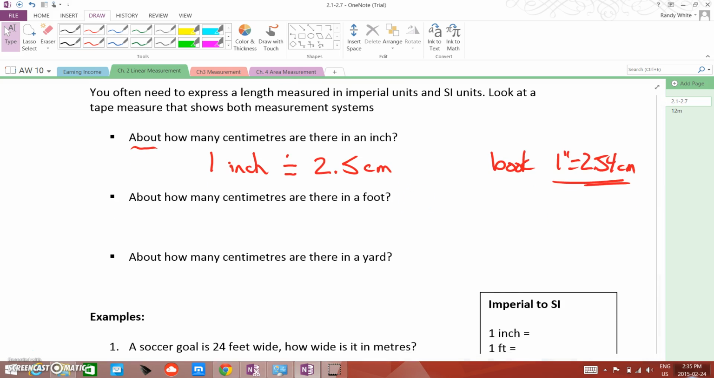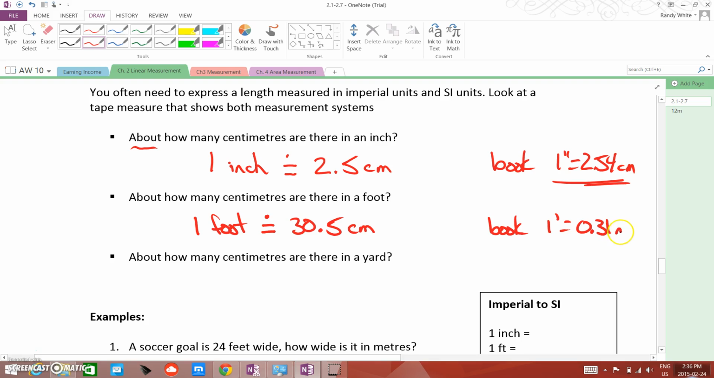Then, okay, how many centimeters are there in a foot? You can do it a couple of ways, but if you look again on the ruler, 1 foot is about, I'm looking at it right now, 30.5 centimeters, about half a centimeter. Our work text there says that 1 foot is 0.31 meters. So they've rounded off to the nearest centimeter, which is fine, and that'll work.